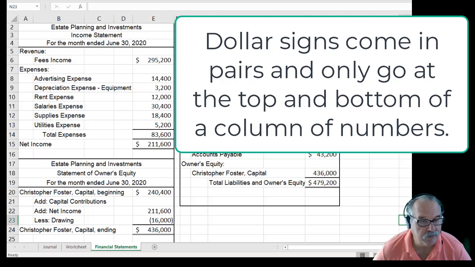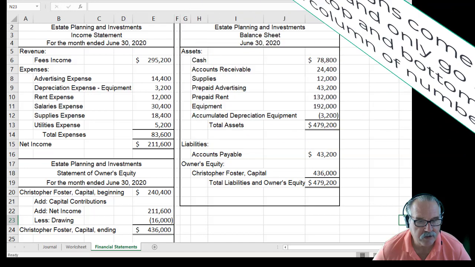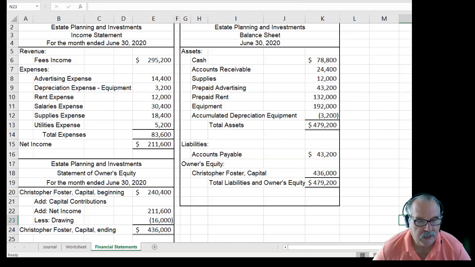Our beginning balance, there were no capital contributions during the month. We have our net income, less the drawing, $16,000, and our ending capital is $436,000. That plugs into the balance sheet. Balance sheet lists all the assets in order. Notice that accumulated depreciation is a negative asset. That's why it's shown with parentheses or brackets around it.